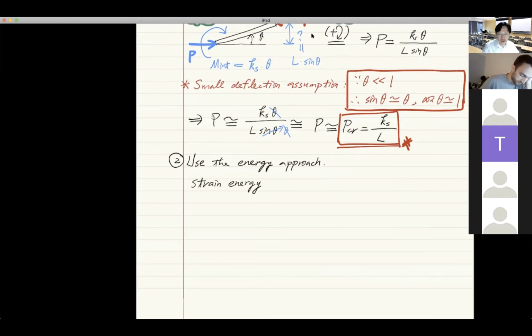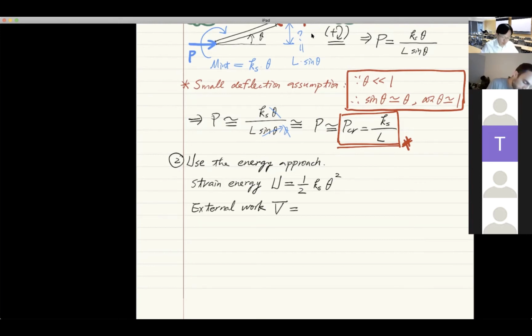In this case, there is a rotational spring. So the strain energy, denoted by capital U, equals 1/2 times the rotational spring constant Ks times the angle of rotation squared. So it's going to be Ks times theta squared divided by 2. That would be the value of strain energy of the system. Next, external work, denoted by capital V.